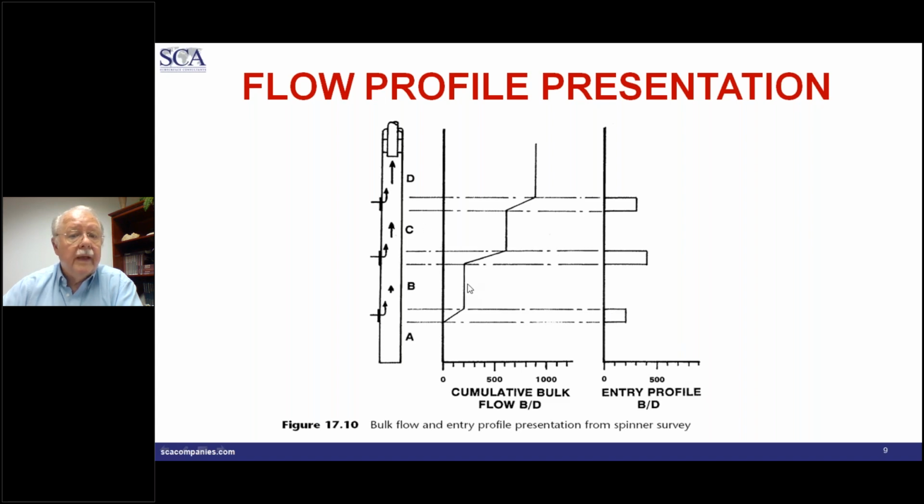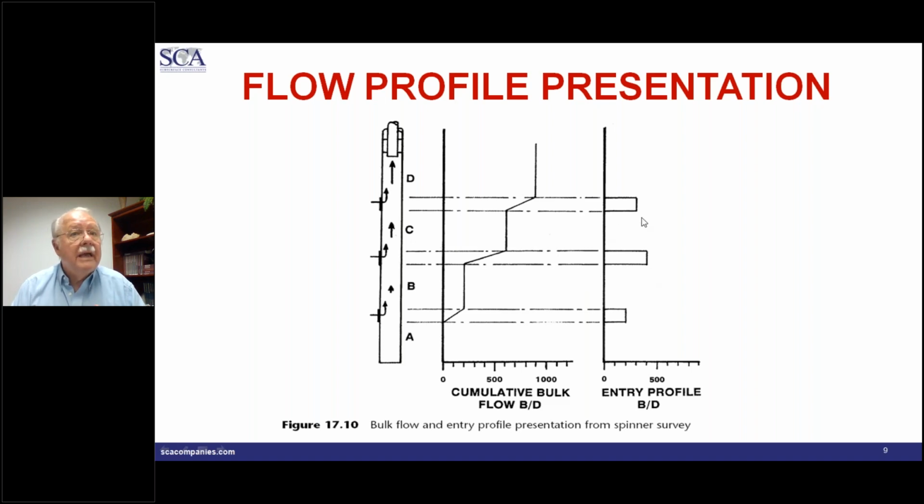Come back here, we're moving up. We go from 200 barrels a day to 600 barrels a day. Well, that means this entry is 400 barrels a day, and that entry is shown here on the entry profile. We go from 600 barrels a day to perhaps 900 barrels a day. We have an entry of 300 barrels a day, as shown here on the entry profile. So this is a cumulative production rate as we come up hole. By taking the differences between the cumulative production rates across the entry points, we can get the individual entry values.